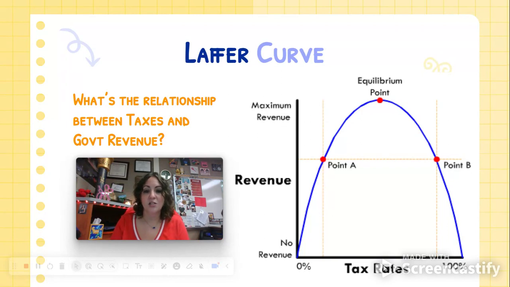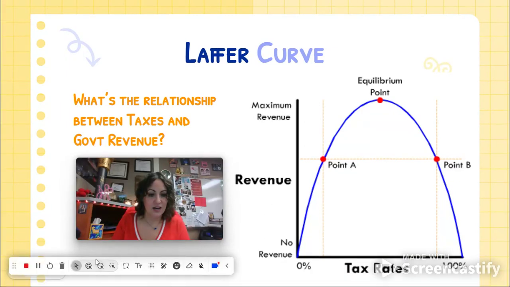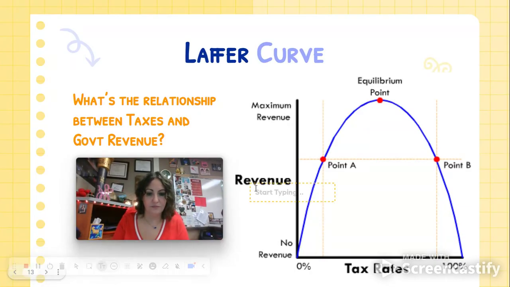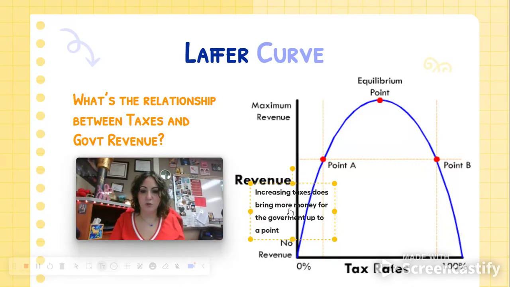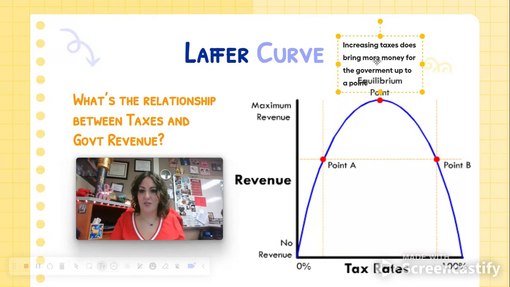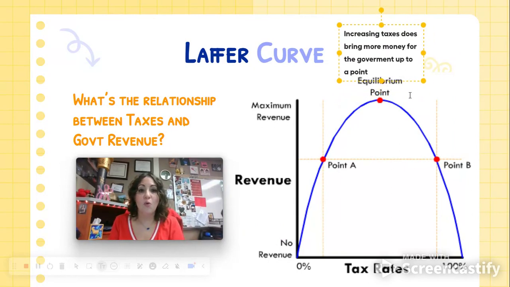So they're bringing in less money for themselves. The Laffer curve basically states, and I wonder if I can type. Can I type? Yeah, okay. Increasing taxes does bring in more money for the government up to a point. So up to right here, taxing more does bring in more money for the government. That is correct up until that point, whatever this equilibrium point is. It looks like it's 50%, but it's just some number between 0 and 100.